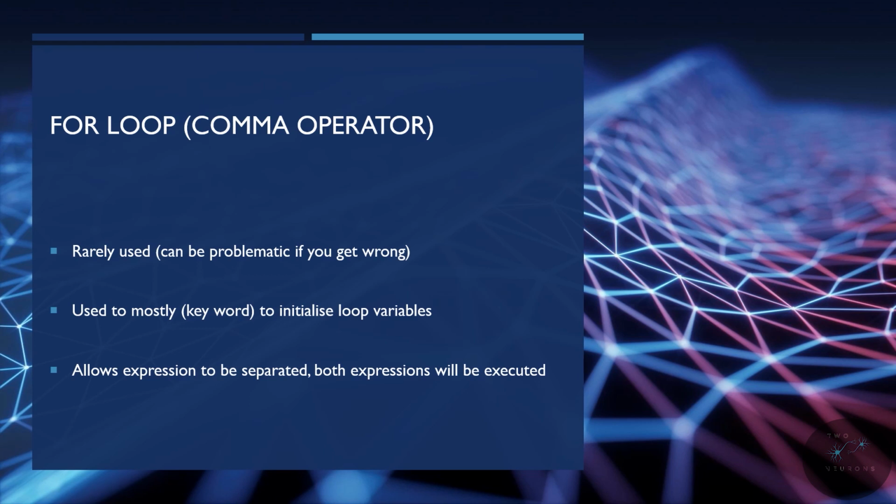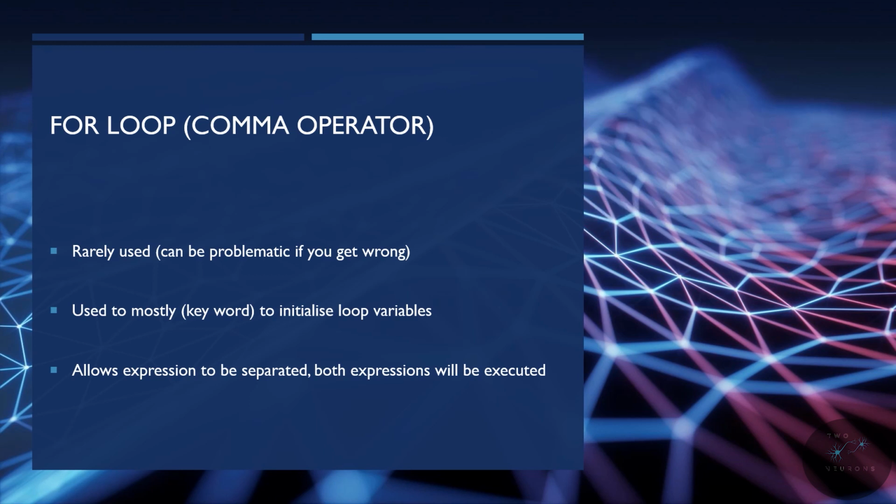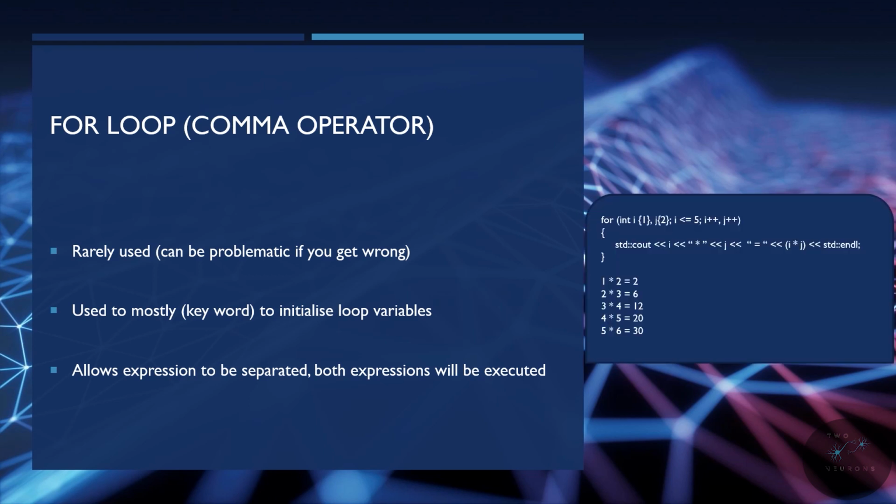Next, we have for loops using comma operators. Now, these are rarely used and can be very problematic if you get them wrong. And when they are used, they're mostly used to initialize loop variables. And a comma operator in a loop allows for the expressions to be separated, but both expressions will be executed. So an example of this might be something like if we have an integer i and j, and we've initialized i as 1 and j as 2, we check then, is i less than or equal to 5?